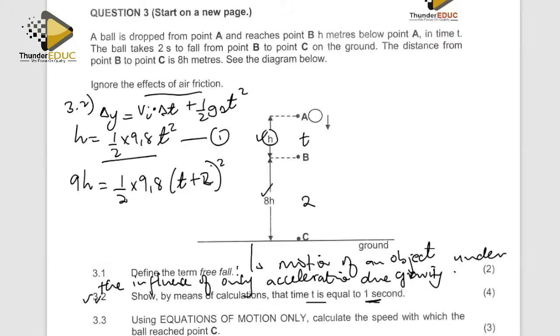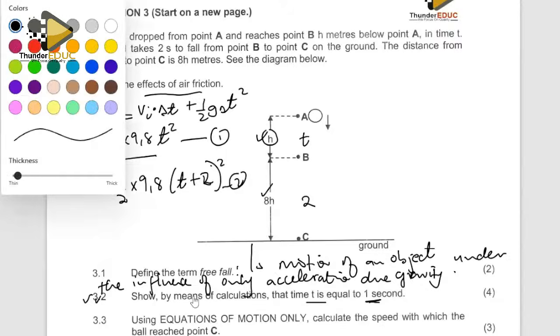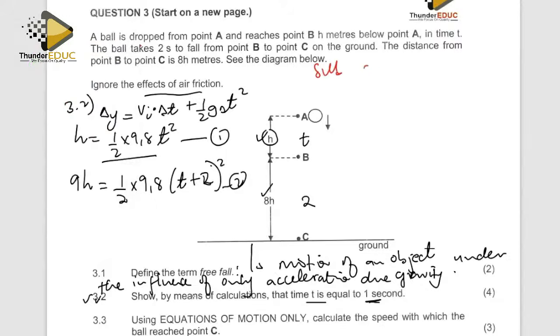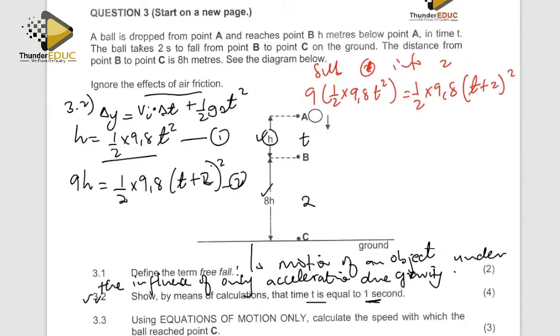So where there is h, I'll replace with that. So this is equation 2. And then I'll say that I'm substituting 1 into 2. Okay, so it's going to be 9 into a half times 9.8 t squared is equivalent to a half multiplied by 9.8 times t plus 2 squared. So half 9.8, half 9.8 dies out. I have 9t squared is equal to t squared plus 4t plus 4.